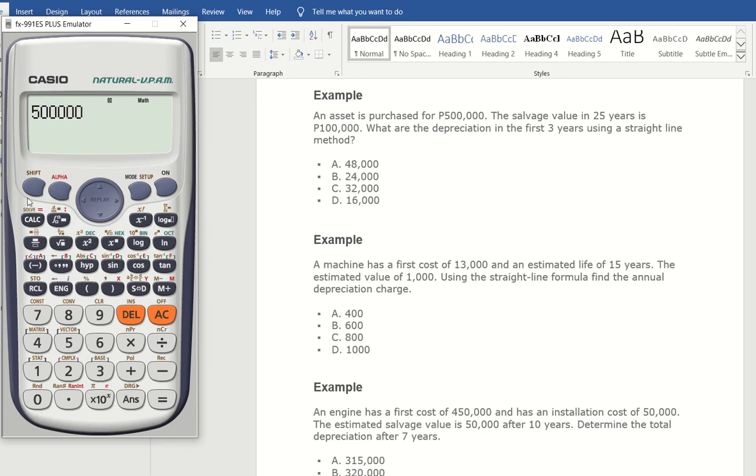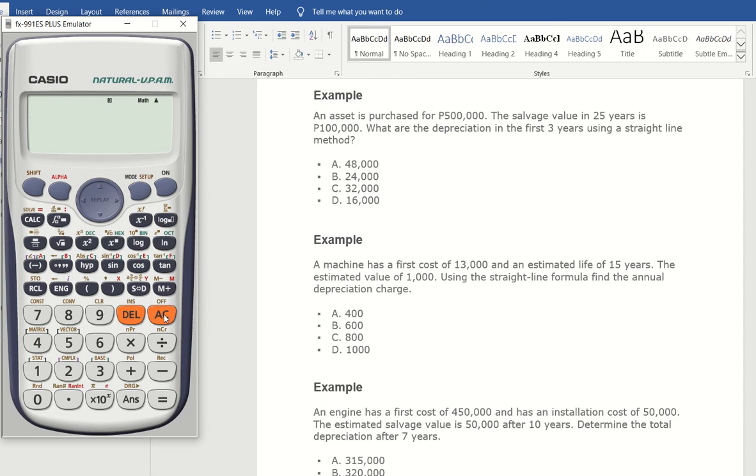All right, that's 500,000. Shift store A. I would rather use A and B, guys, to make it easier and to not complicate things. But it's up to you. You can use X, you can use M, F, E, D, C. It's up to you. But for me, I would just like to use A and B to make it more simple. All right, so I've stored it in A.